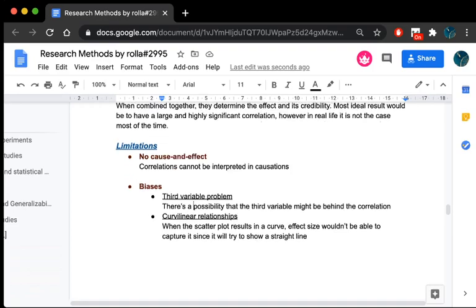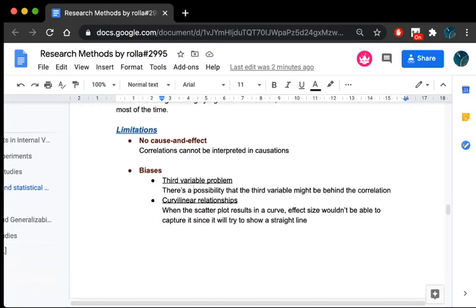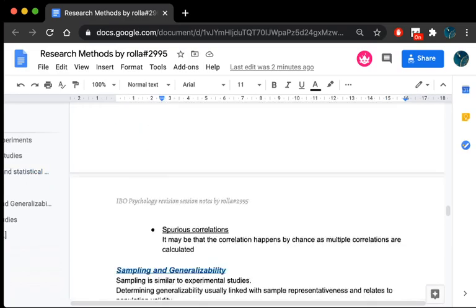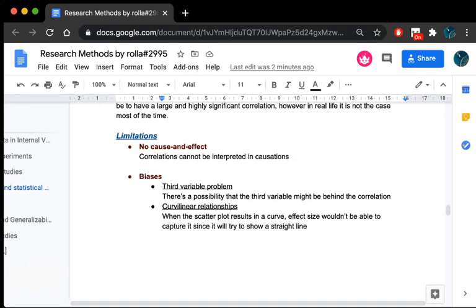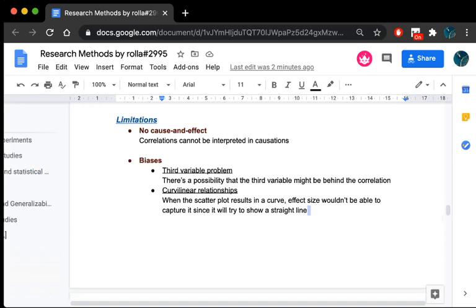Next up, we have limitations of causation. You have no cause and effect, which I explained before, and then we also have biases, which is the third variable problem, which I also explained before-ish, and curvilinear relationships.